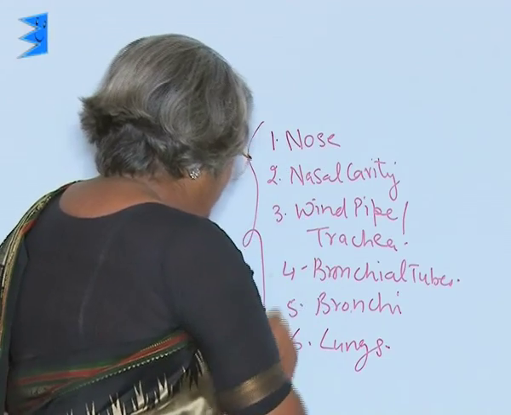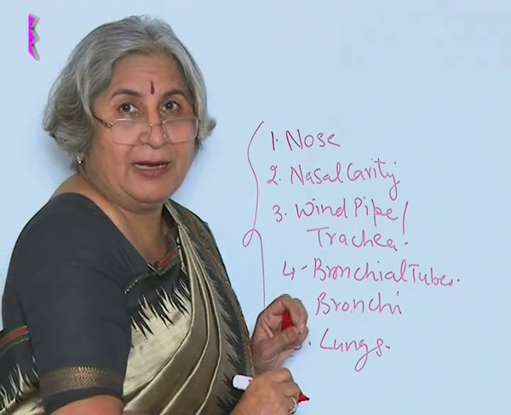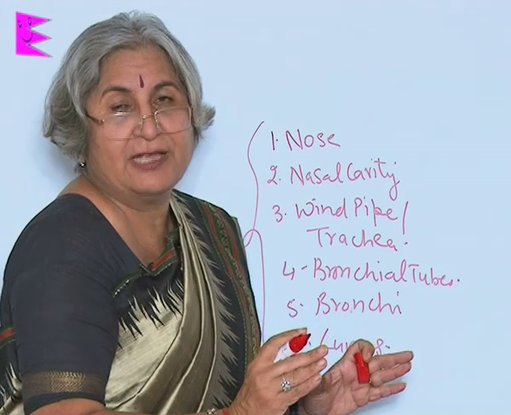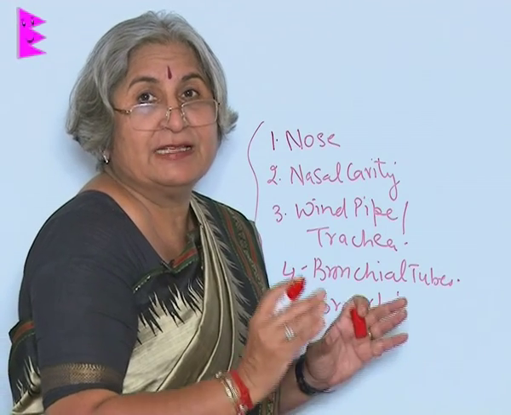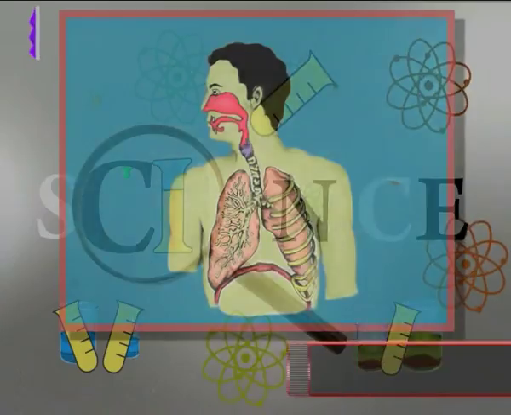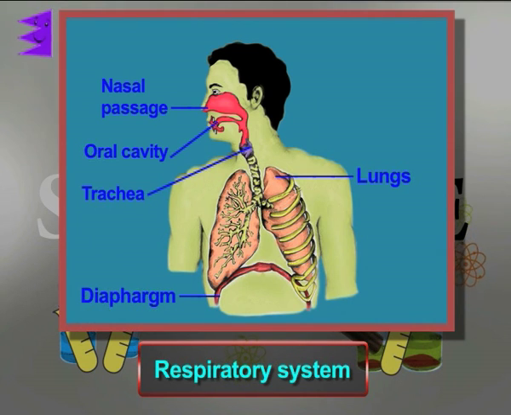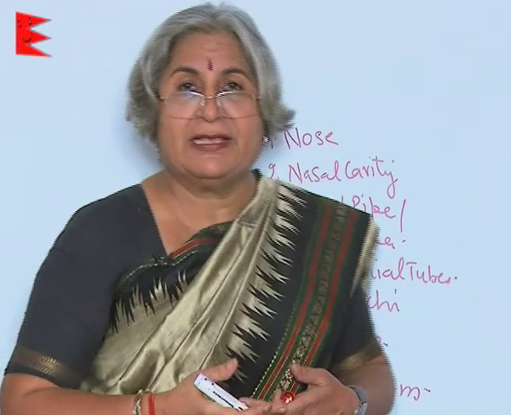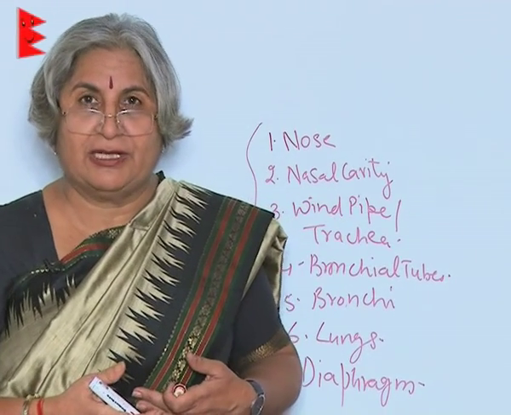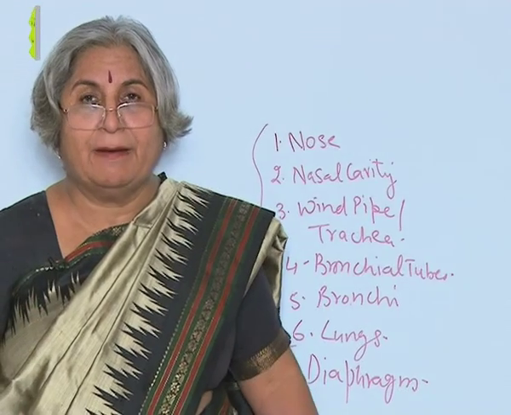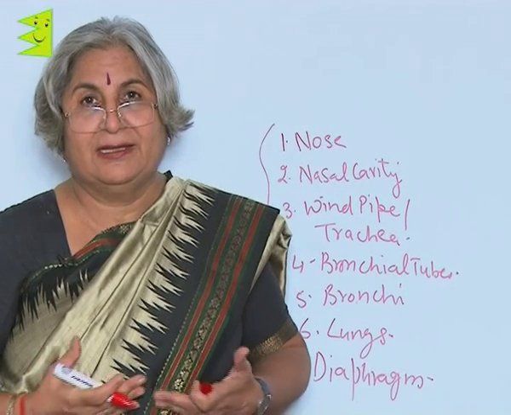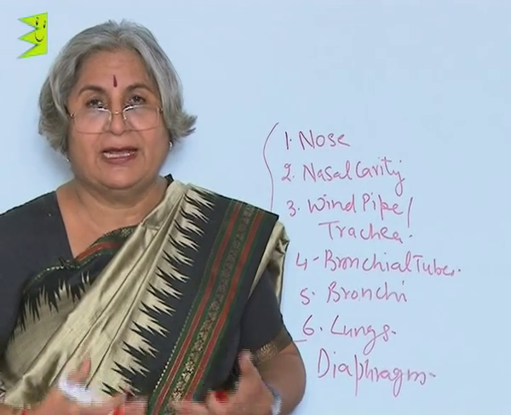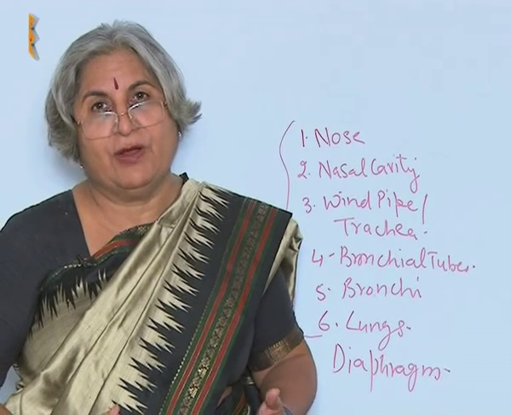But in addition to these, there is one more part which is not actually a part of the respiratory system, but it is very helpful in breathing, and that is the diaphragm. Now, what is a diaphragm? Diaphragm is actually a muscular structure which divides our body into two parts. The upper part is called the thorax and the lower part is called the abdomen.